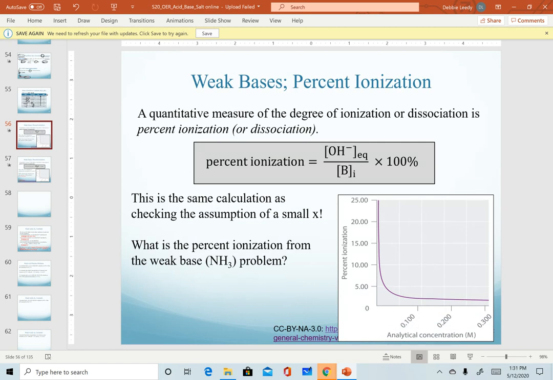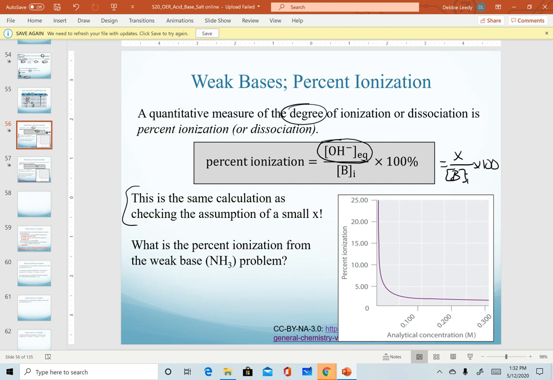For bases, we can also calculate the percent or degree of ionization or dissociation. Same idea in our equation, except specifically for bases, because we're solving for hydroxide at equilibrium, we would put the hydroxide over our initial base concentration. Again, our setup for this would be simply the X value divided by our initial concentration times 100. And again, it is the exact same setup as solving for X when we check our assumption.